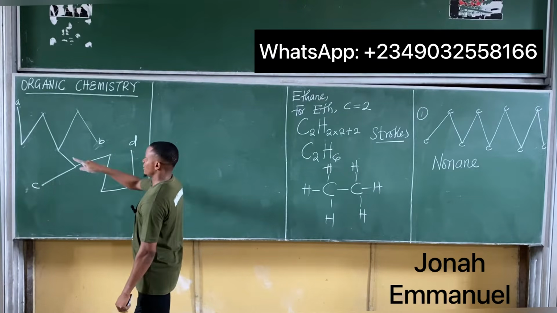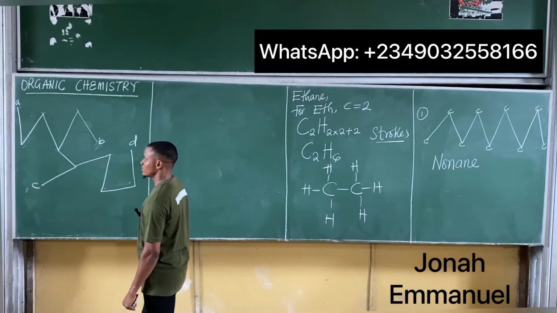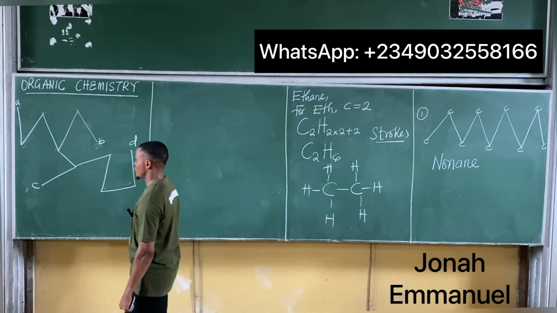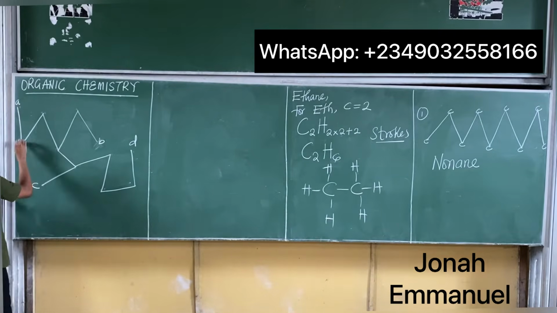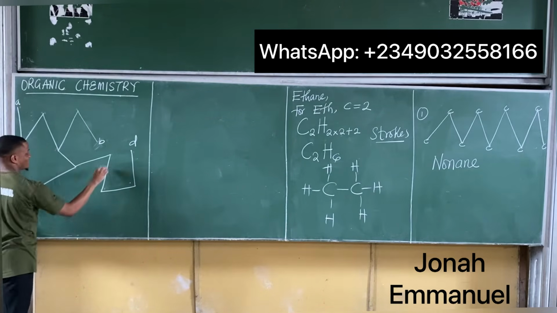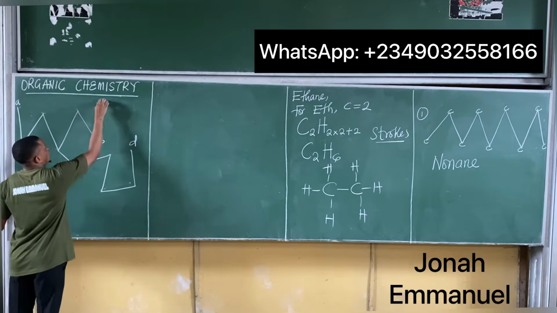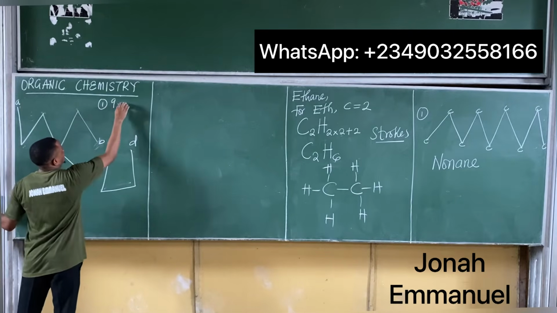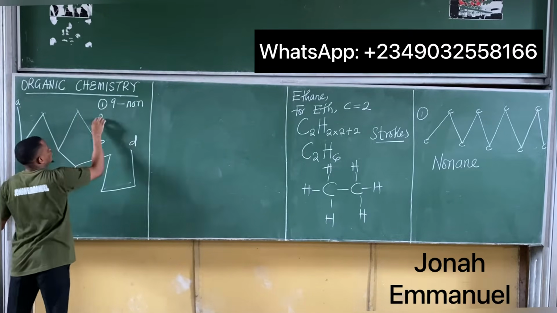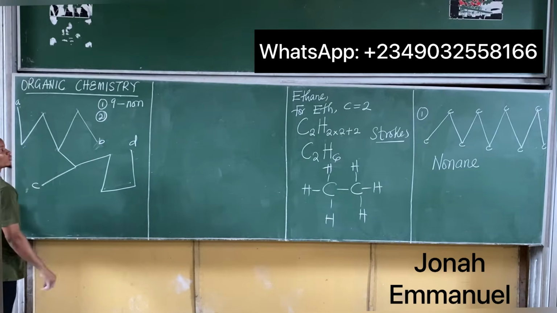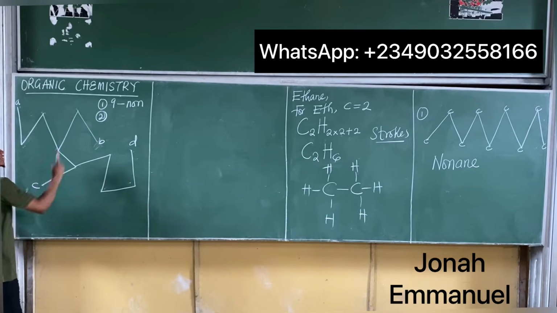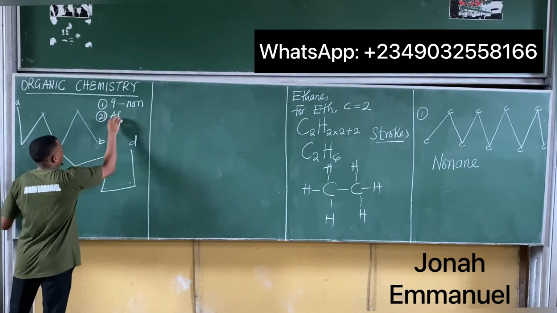We're assuming that A to D is the longest continuous carbon chain. So I'm having 1, 2, 3, 4, 5, 6, 7, 8, 9. Number 1, number of carbon atoms, 9. That gives you nonane. Number 2, root 2. Look out for the functional group. Here is a single bond. It becomes what there? An alkane.